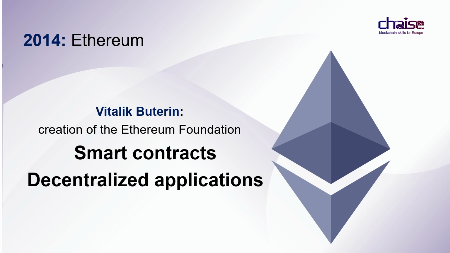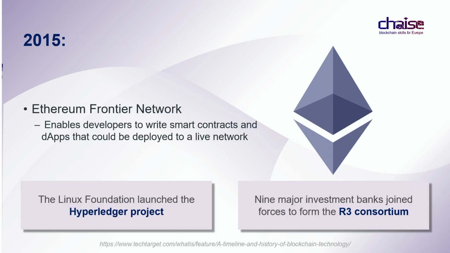The year 2014 was a turning point for blockchain, as financial institutions and other industries began to recognize and explore its potential, shifting their focus from digital currency to the development of blockchain technologies. In 2015, the Ethereum Frontier network launched, enabling developers to write smart contracts and decentralized apps that could be deployed to a live network. Ethereum was on its way to becoming one of the biggest applications of blockchain technology.